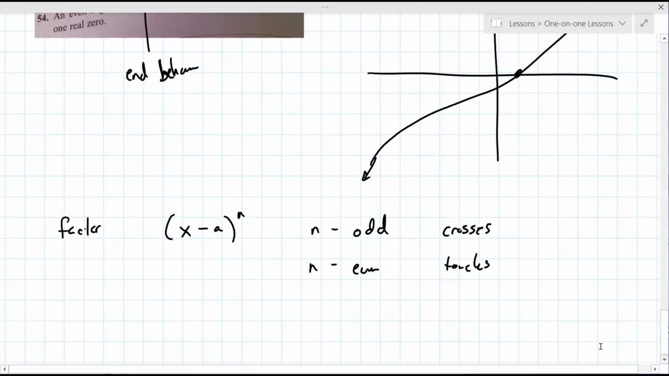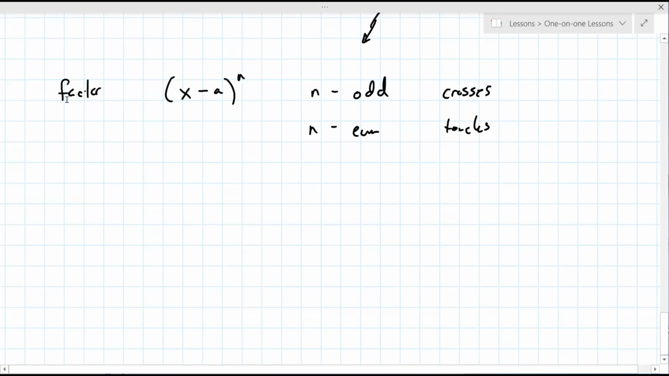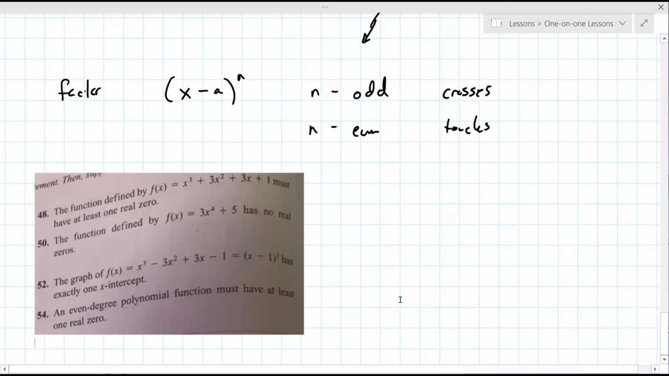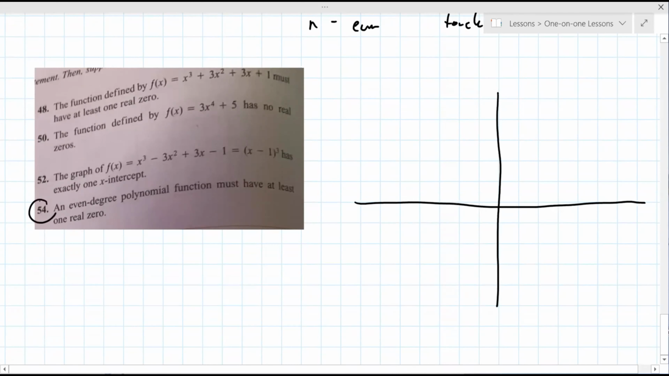So an even degree polynomial must have at least one. Oops, that's not what you wanted. I don't know why that copied. An even degree polynomial function must have at least one real 0. Okay, so I don't feel like I'm being very helpful here, but I hope I am, because I can just tell you what it is, so you can see it. You've got to find whether it's true or not.